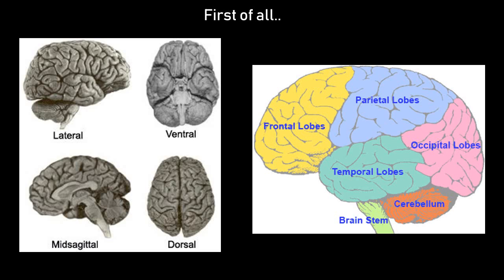Dorsal is when you look at the brain from the top, so you can see the two halves very clearly. There's a little gap in the middle. So you have the left and the right side, left hemisphere and the right hemisphere.